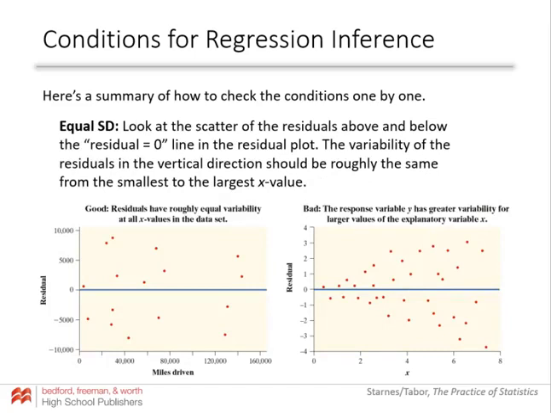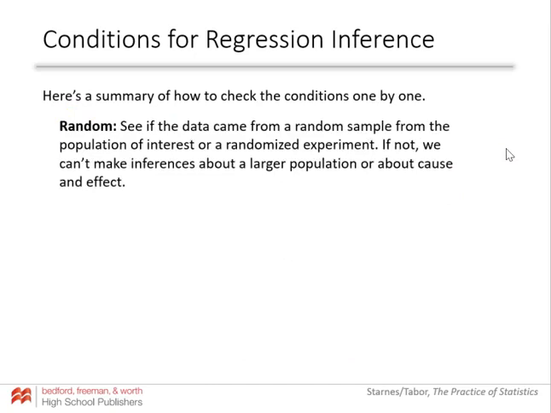Equal standard deviations, okay? When we look at the residual plot, we want it to basically not have a pattern. We want it to be equal above and below, nothing crazy going on. Whereas if we look at this residual plot, when I have low x values, I have very low residuals. Everything is close. But then as my x values get higher, my residuals tend to get larger. Okay, and that would not pass this equal standard deviation condition. And then the last one is random, just whether or not our data came from a random sample.